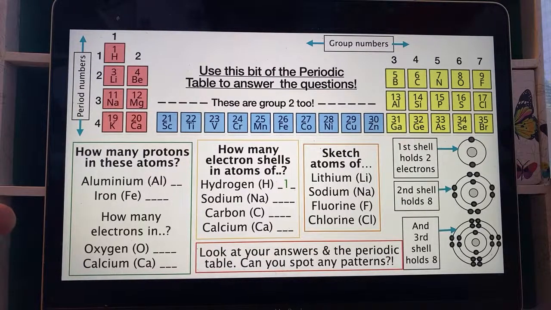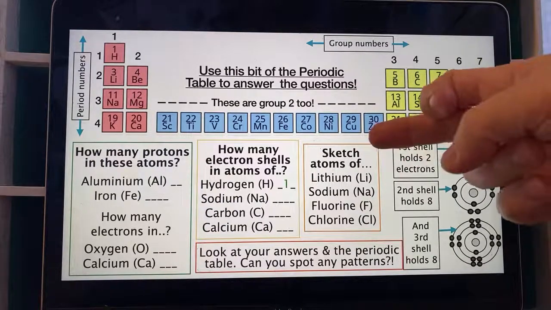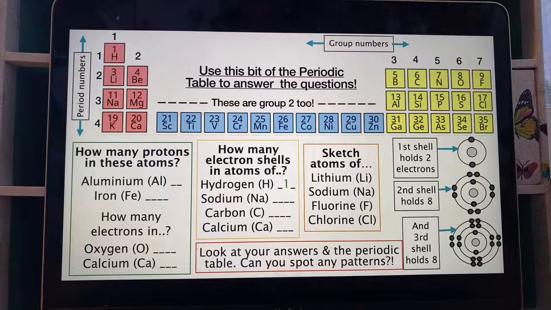And also, how many electrons do atoms of oxygen and calcium have in them? And then if you've done that, and it's too easy, then you can tell me how many electron shells are in atoms of hydrogen, sodium, carbon, and calcium. I've given you the first one there, that hydrogen only has one shell. And then, this is the important bit really, if you get there, can you sketch atoms of lithium, sodium, fluorine, and chlorine? And then if you've done all that, can you have a look at your answers and the periodic table that's on the board, or maybe you've got one, and see if you can spot any patterns?